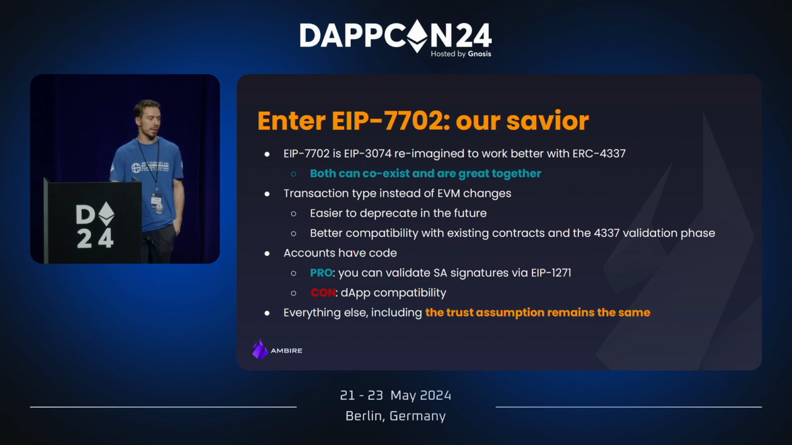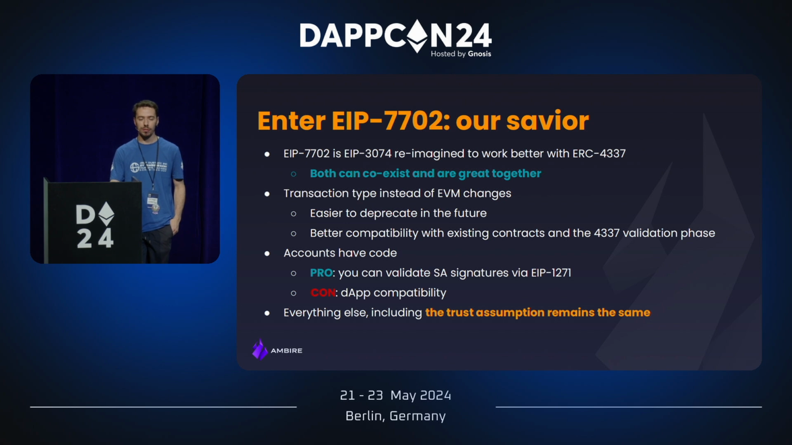Because one argument against 3074 has been that we're enshrining these kind of ugly hacks, and then in the future, when we get a real native account abstraction, we wouldn't be able to get rid of 3074. But 7702 solves this because it doesn't include any opcode changes in the EVM. It's just an alternative transaction type. And a transaction type is really easy to get rid of. You just need to get rid of it from the Go Ethereum implementation or whatever the node is. And basically, you can help transitioning to full native account abstraction.